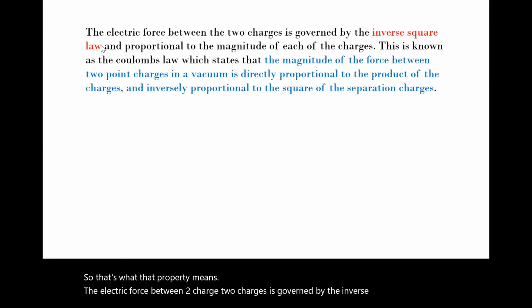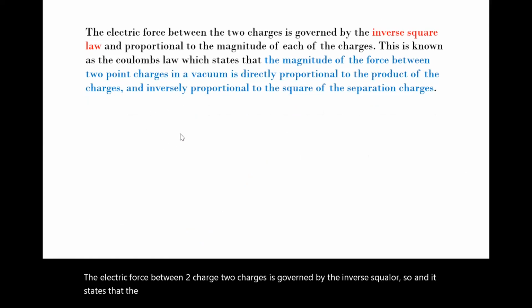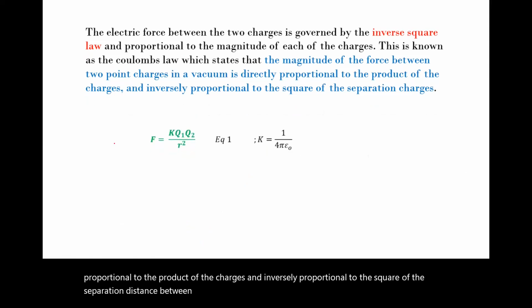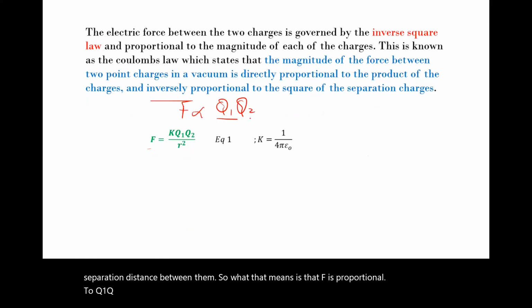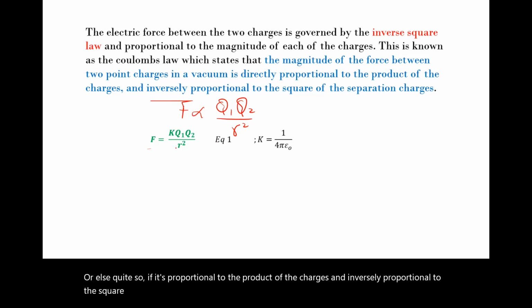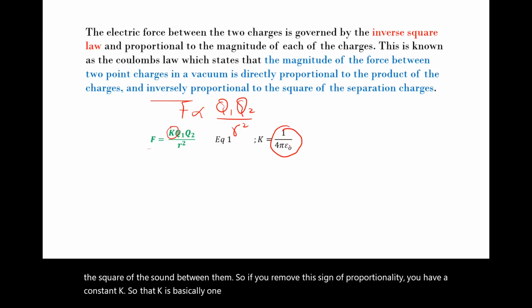It states that the magnitude of the force between two point charges in a vacuum is directly proportional to the product of the charges and inversely proportional to the square of the separation distance between them. So F is proportional to Q1 Q2 over R squared. If you remove the sign of proportionality, you have a constant K, which is basically 1 over 4 pi epsilon naught, where epsilon naught is the permittivity of free space.